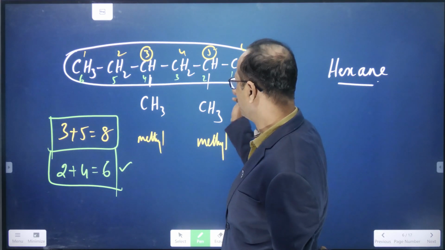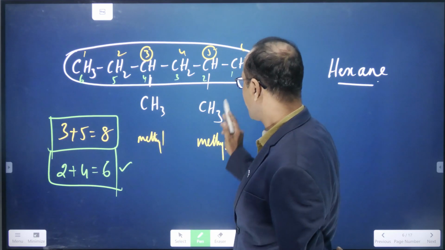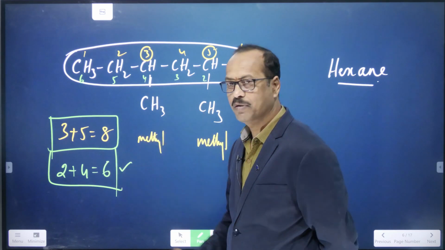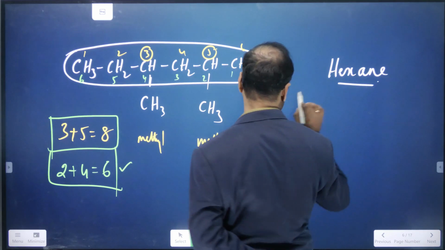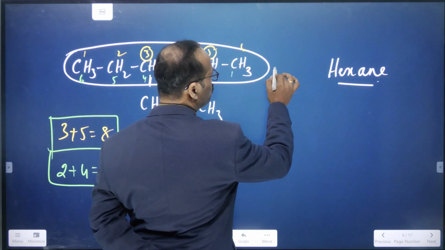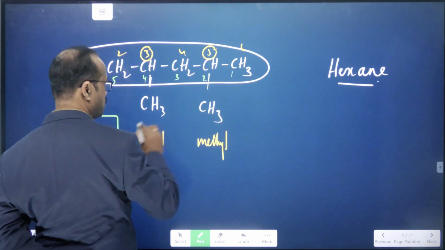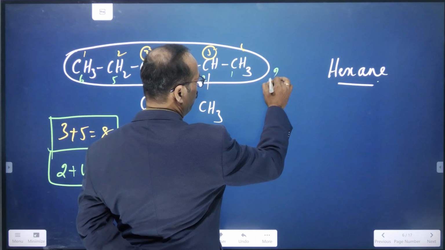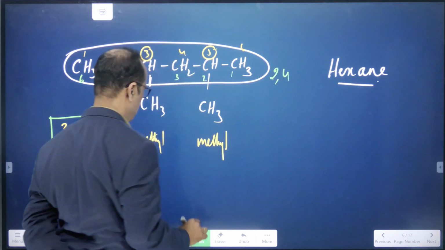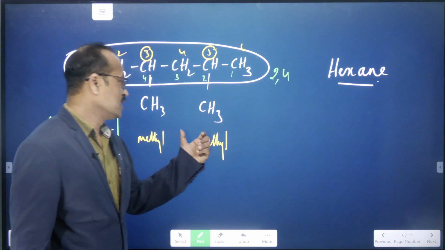So now you have to go like this. Where the methyl is attached, the second carbon and fourth carbon. So while writing the name, what would you write? Hexane. This is done. Now the methyls are attached at 2 and 4. So 2 comma 4. Yes or no?